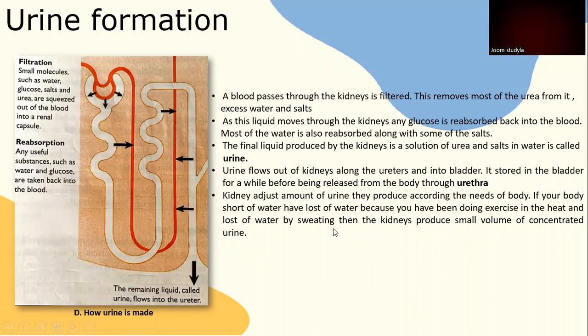Urine formation. Diagram D shows how urine is made. As blood passes through the kidney, it is filtered.